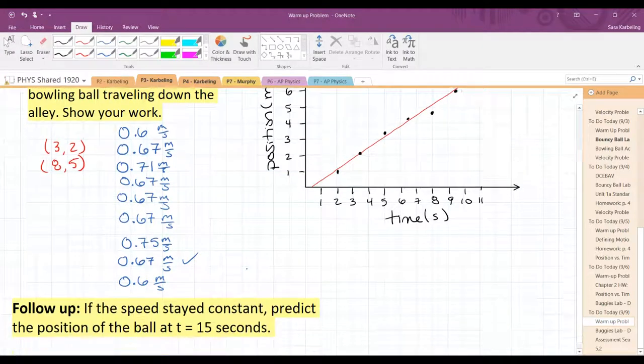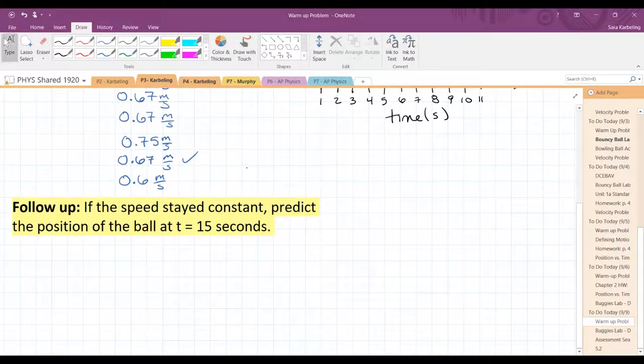What I'd like you to do now is the follow-up question. Here it is right here. If the speed stays constant, predict, and by predict I really mean calculate, and by calculate I really mean do the problem following the GUESS method to tell me the position of the ball at 15 seconds, okay? Go ahead and use your speed and make that calculation. Write it out, friends. Go ahead and do that. I'm going to give you a moment to work on that together. Absolutely work with each other. That's totally fine.